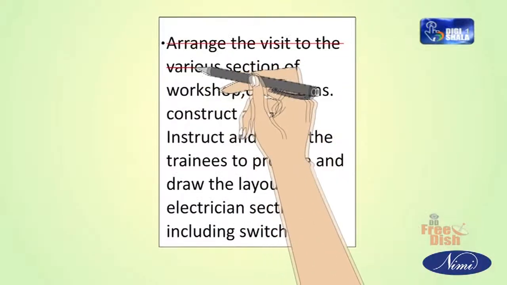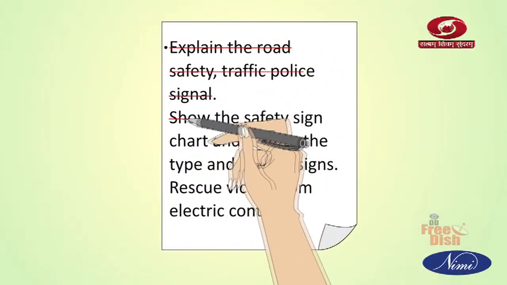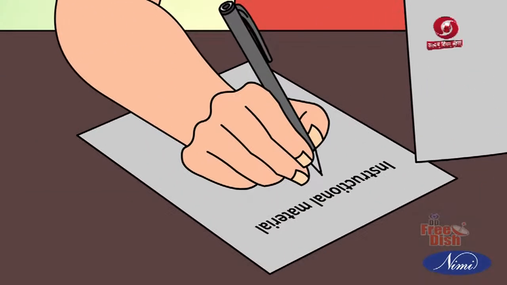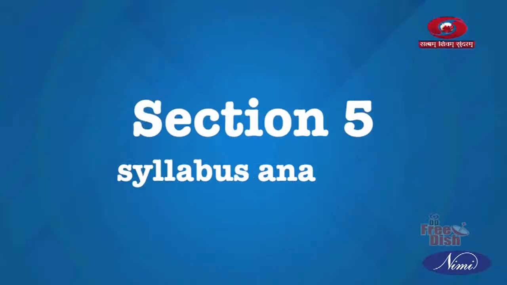Section 4. Necessity of analyzing syllabus. To weed out unnecessary information. To concentrate on the essentials of the job. To teach from simple to complex. To prepare instructional material. To teach in a logical instructional sequence. Section 5. Syllabus analysis.